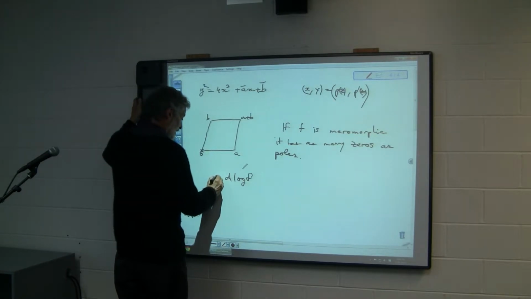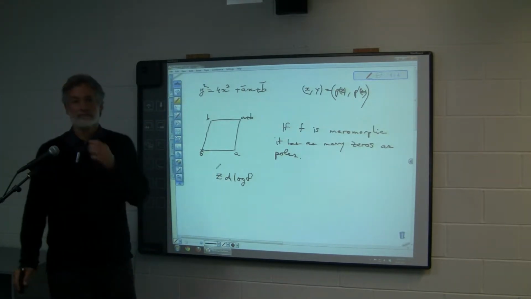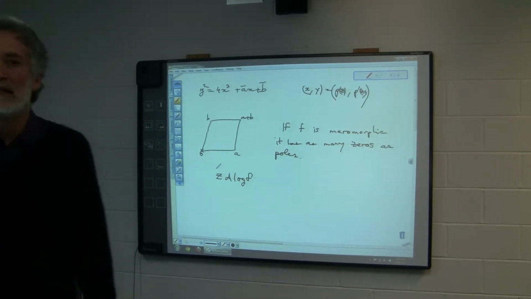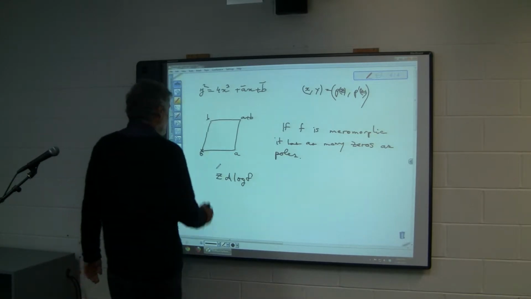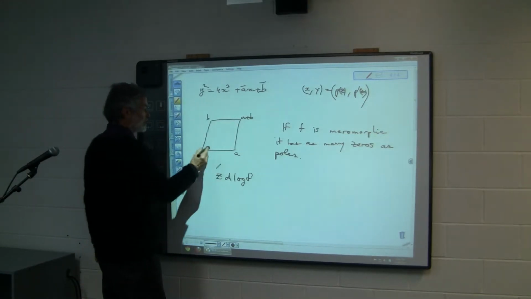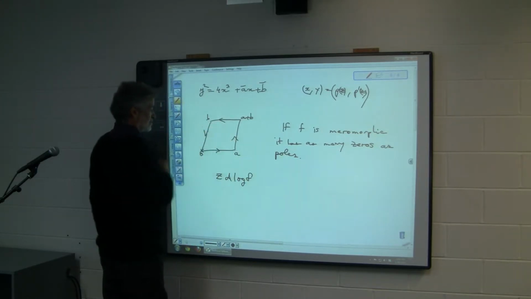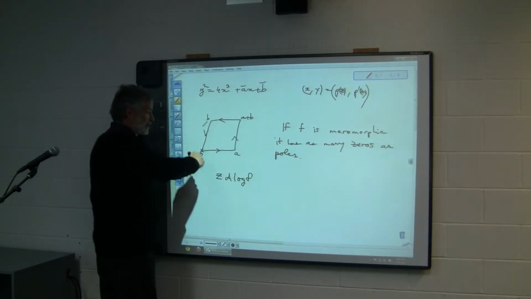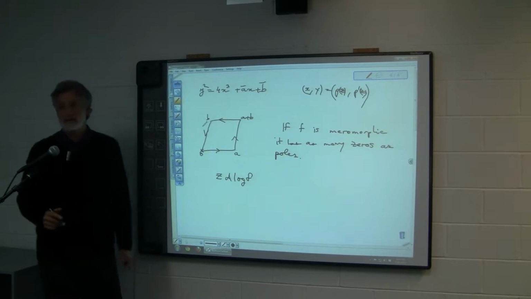I want to look at z times this. So you can integrate this along the contour. So you can form the contour integral. And the integral along this contour is going to be the sum of the residues inside.